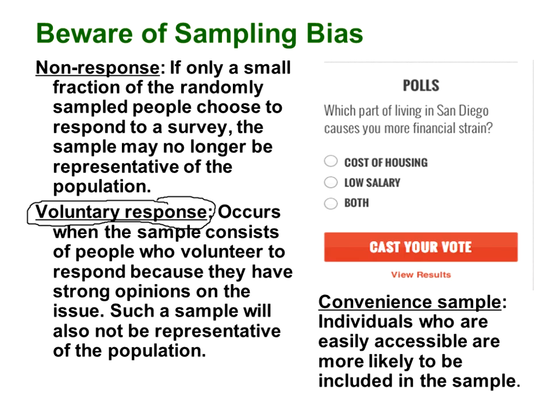Now, the other one is non-response. Now, you may have a list of people to contact, and that list is representative of your population, but then what happens is people will not reply to your survey. If you have only a small fraction of the randomly sampled people who choose to respond to a survey, that sample may no longer be representative of the population.